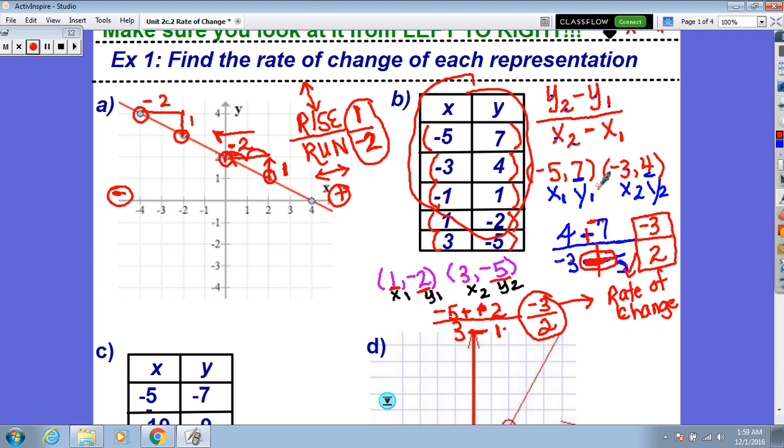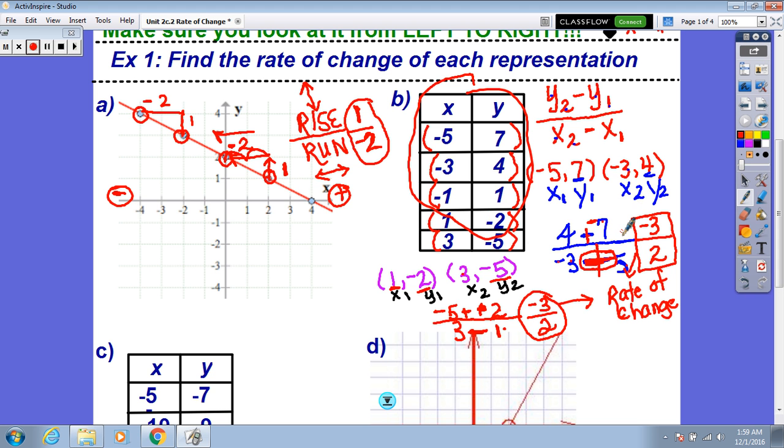Excuse my circle, okay? But that is the test that you have to do in order to determine if this table is a linear function. We must have the same slopes, the same rate of change, or it's not a linear function, okay? So we have proven that this is a linear function. We're done with that part.